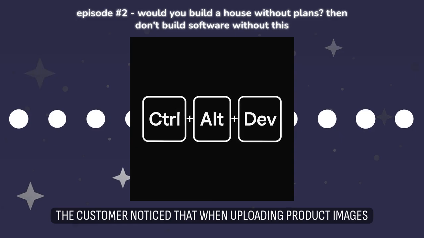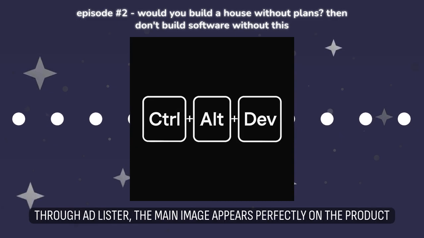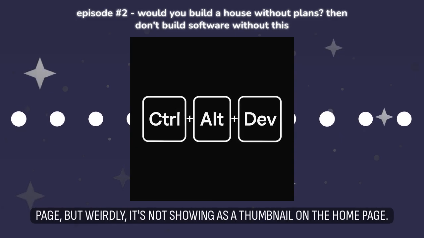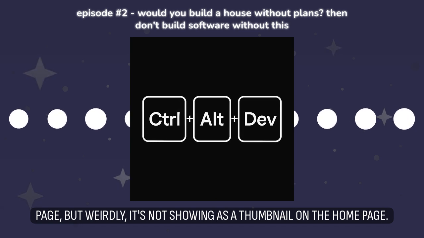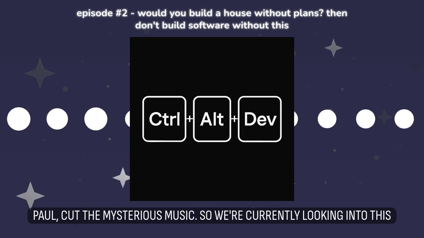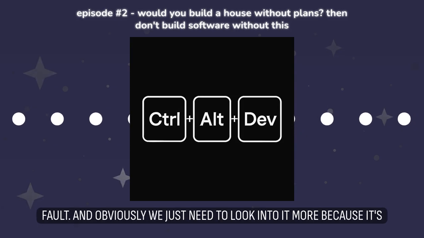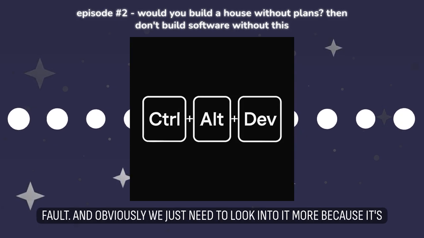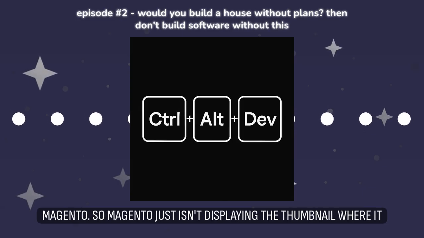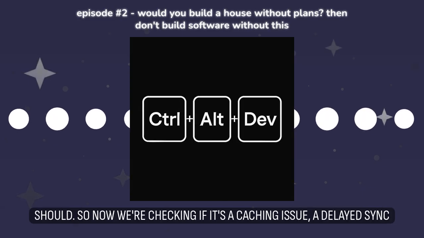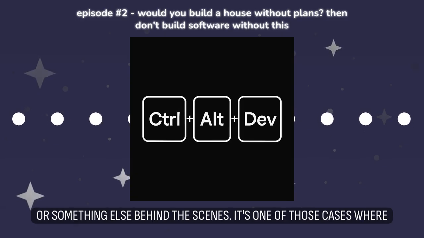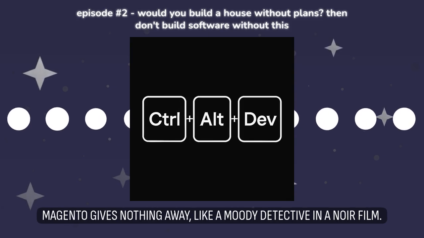Now, the customer noticed that when uploading product images through AdLister, the main image appears perfectly on the product page, but weirdly, it's not showing as a thumbnail on the homepage, Paul. Cut the mysterious music. So we're currently looking into this because, of course, it's always our fault, isn't it? Everything's our fault. And obviously, we just need to look into it more because it's Magento. So Magento just isn't displaying the thumbnail where it should. Now we're checking if it's a caching issue, a delayed sync, or something else behind the scenes. It's one of those cases where Magento gives nothing away, like a moody detective in a noir film.